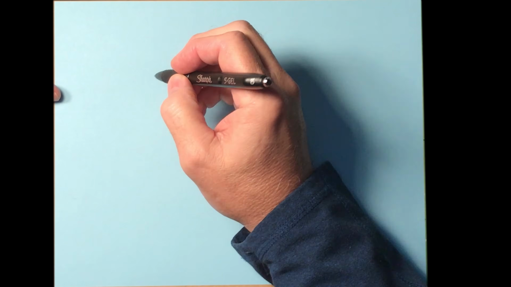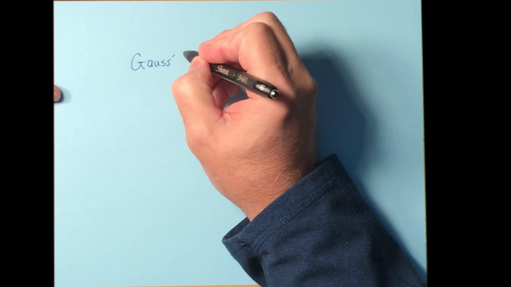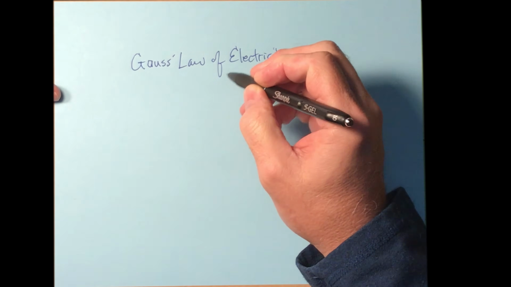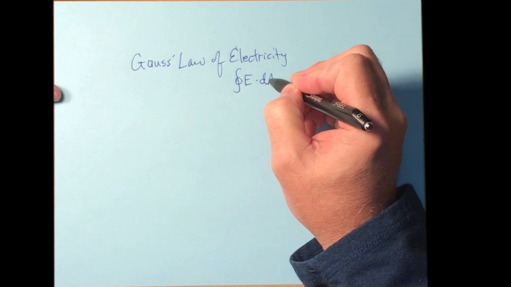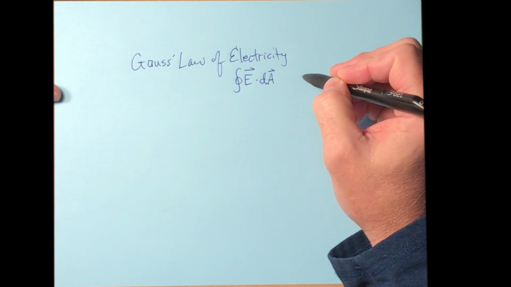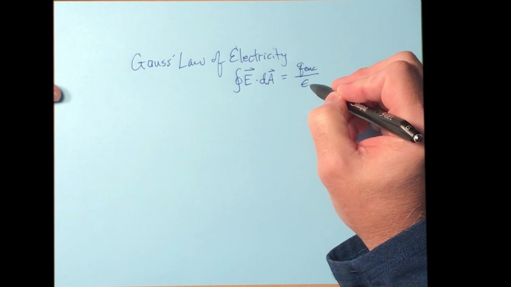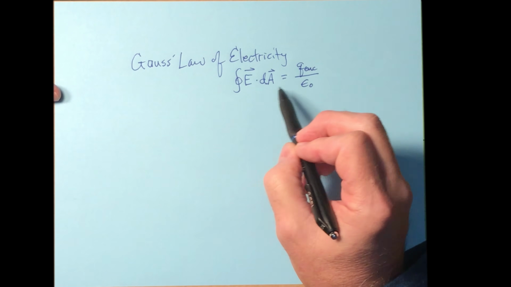All right, there are really four basic equations that sum up all of classical electricity and magnetism. You've already learned a couple of these. You learned about Gauss's law of electricity, which you know is the closed integral E dot dA, that is flux, is equal to Q enclosed divided by epsilon naught. All right, we knew that as Gauss's law.